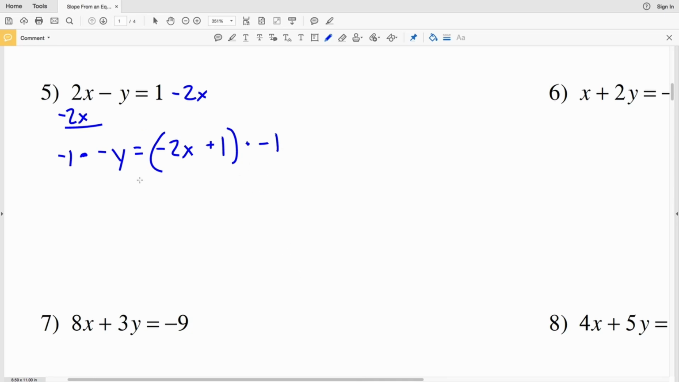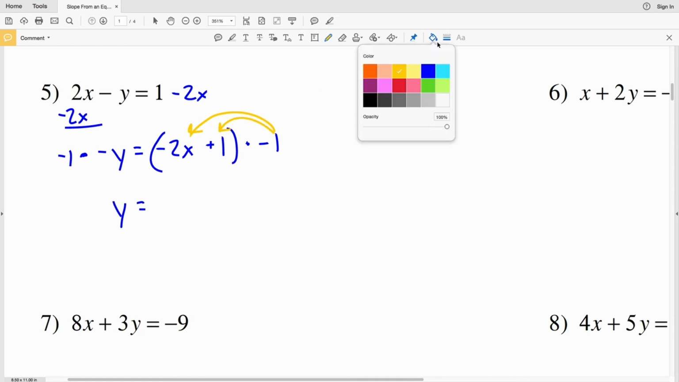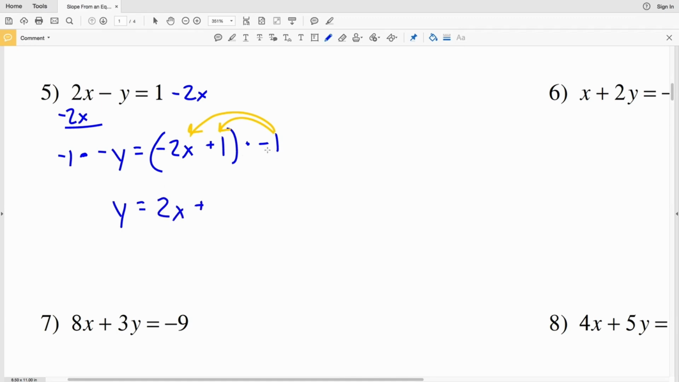So when we multiply both sides by negative 1, we'll get a positive y is equal to, distributing the negative 1, that's equal to negative 2x times negative 1, which is a positive 2x, plus negative 1 times 1 is negative 1. Now we have y equals mx plus b, where our b is negative 1, and our m is that positive 2. So 2 is the answer for number 5.